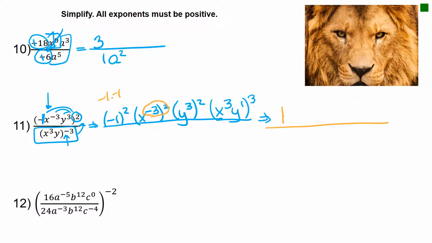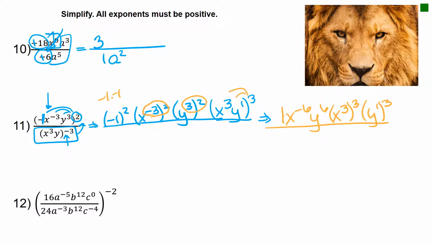X to the negative 3 to the negative 2, I'm going to multiply, so it's x to the negative 6. Y to the 3 to the second, I'm going to multiply, y to the 6. Uh-oh, I've got to give this guy to everybody. So I have x to the third with the power of 3 and y to the first with the power of 3. I thought Leroy would appreciate this color. It's kind of the same color he is.